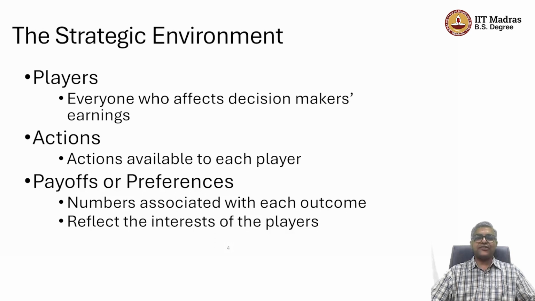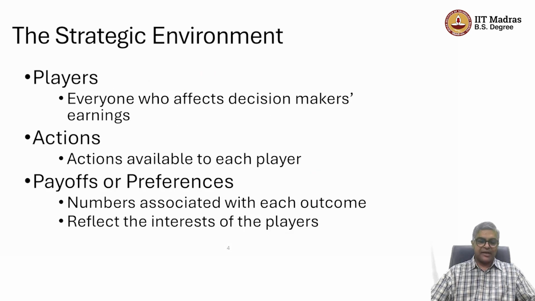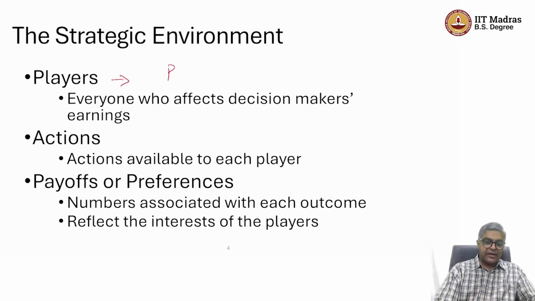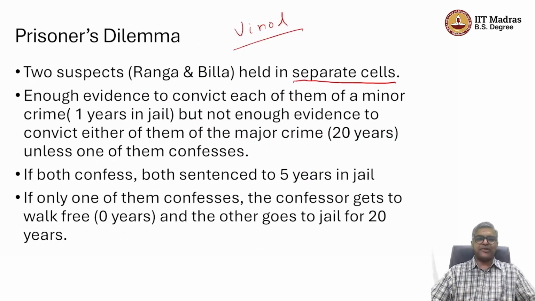So, what is the strategic environment? For a simultaneous move game, we know that three things are required: who the players are, what actions they are taking, and what the payoffs or preferences are. So clearly the players are Ranga and Billa. Inspector Vinod is not a player. He can be a player if the game is more complicated, but in this game, the way it has been described, the payoff to Ranga and the payoff to Billa depend only on these two people's actions and not on the action of Inspector Vinod.